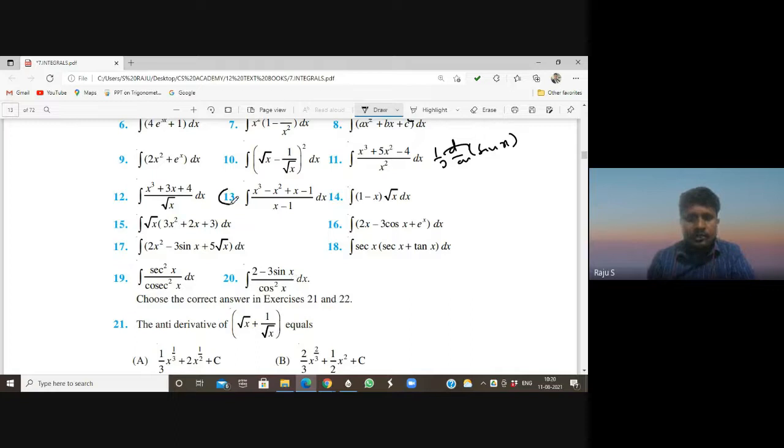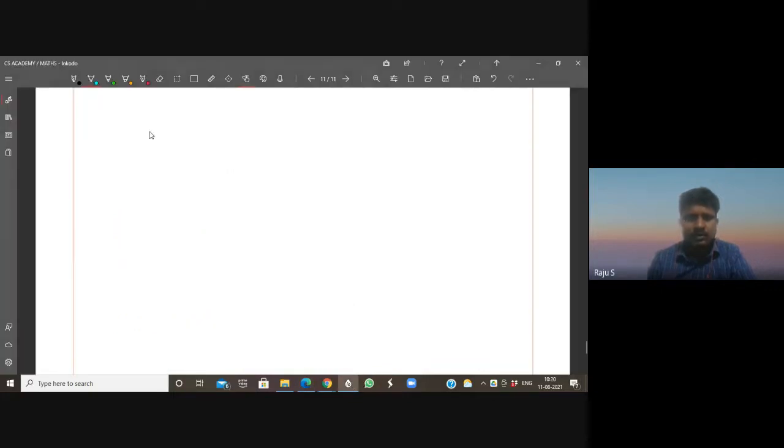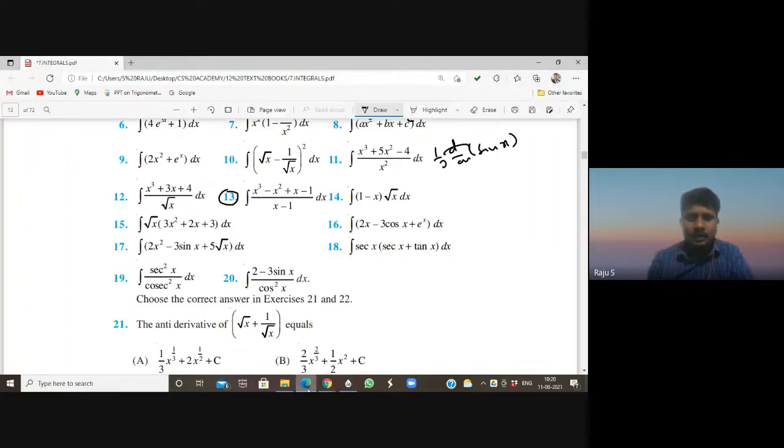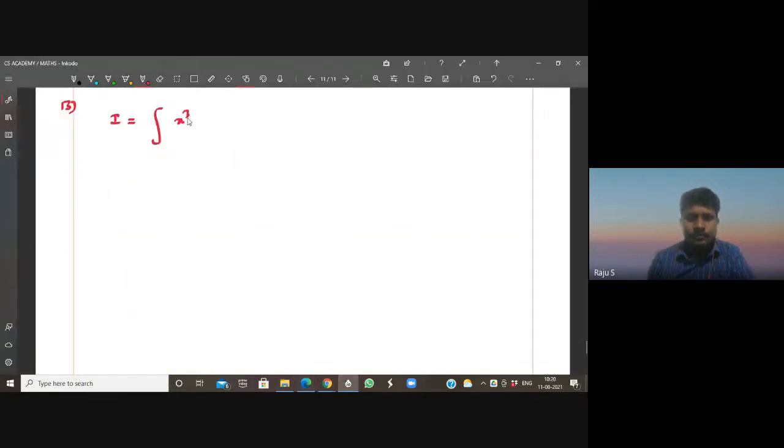Question number 13. See here. What is the common in the first 2 terms in question number 13? I am taking it as capital I. Capital I is equal to the integral of x cube minus x square plus x minus 1, whole divided by x minus 1, dx.